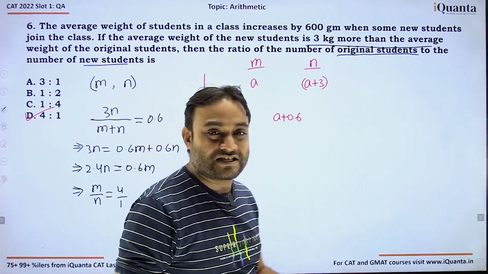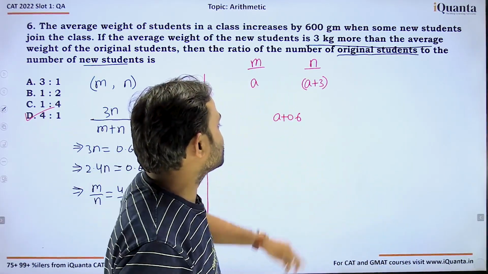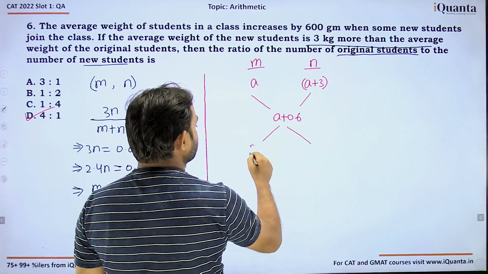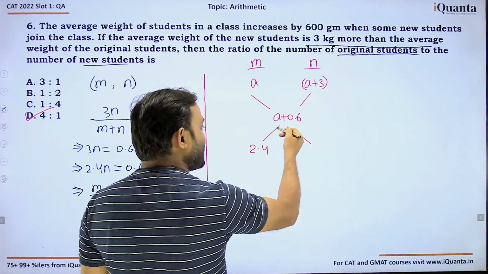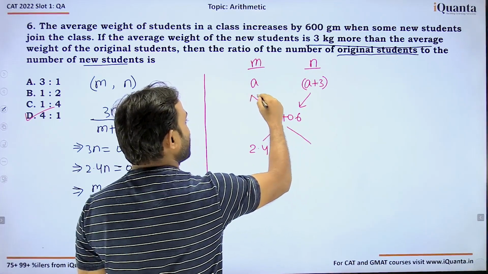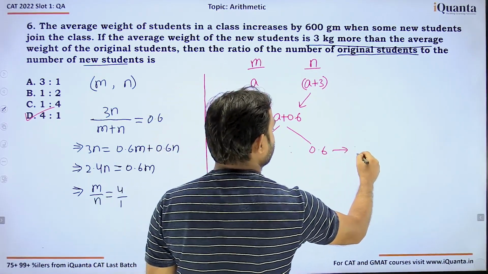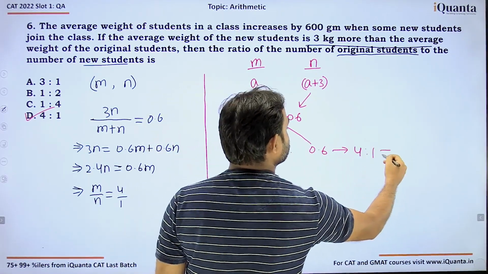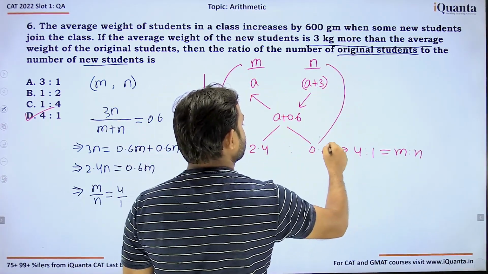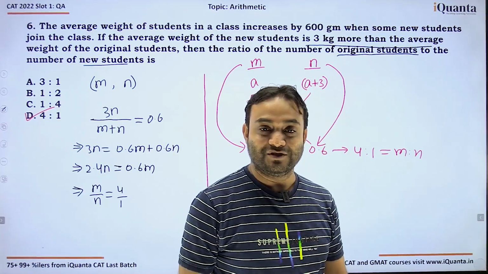So this is kind of alligation. A is being mixed with A plus 3 and the outcome we are getting is A plus 0.6. Now we can surely use alligation here. A plus 3 minus (A plus 0.6) will be 2.4, and (A plus 0.6) minus A will be equal to 0.6. This ratio is nothing but 4:1, which is the same as the ratio of m:n. This value denotes m and this value is for n. So the ratio we are getting for m:n is again 4:1. So I hope this is clear.